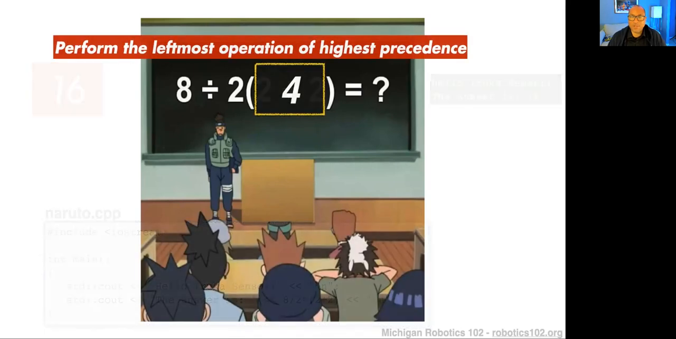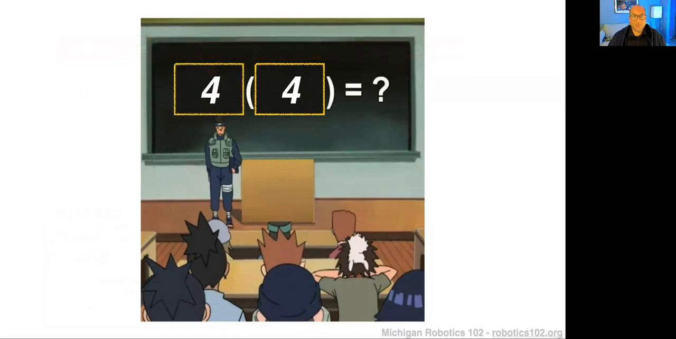Well, we should note that the way C++ carries out a mathematical evaluation is it will perform the operation of highest precedence first. That means the division comes first because it's the leftmost, and to the right of that is the multiplication. After evaluating the parentheses, we would get a 4 on the outside, we'd multiply those together, and we would get 16. And so there we go.